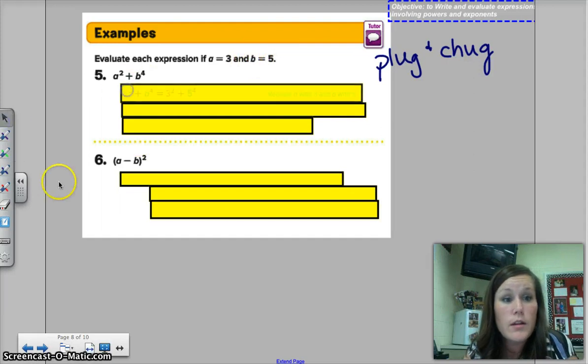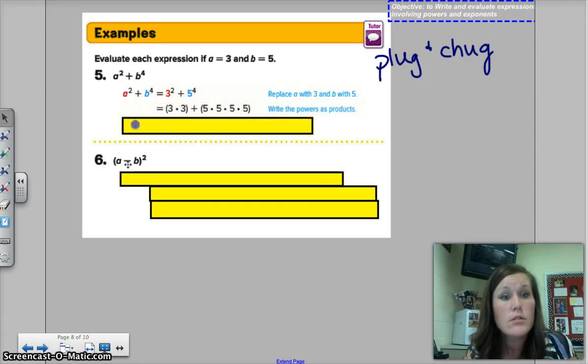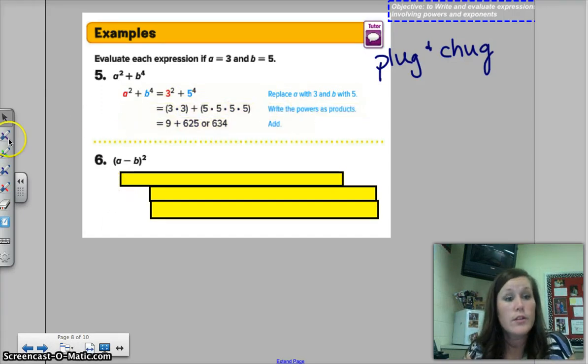So in example 1, that would look like this. They've color coordinated it for us. So this would actually be 3 squared plus 5 to the 4th. And it tells us replace A with 3 and B with 5. Write it out and solve. Your final answer on this one would be 634. Again, that example is in the book, so is this one.